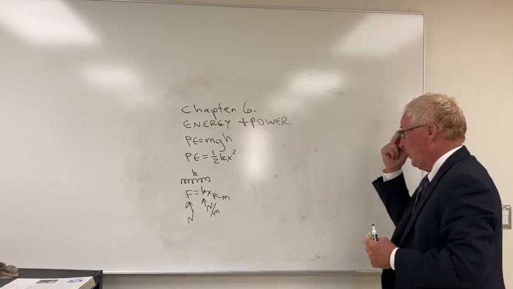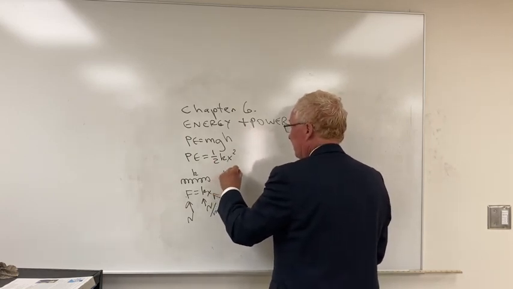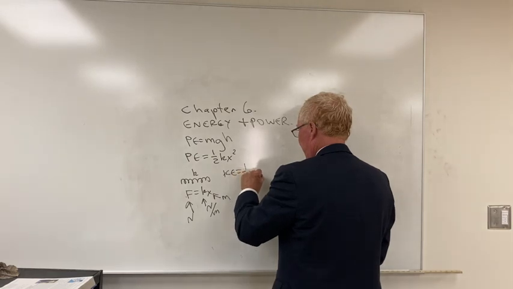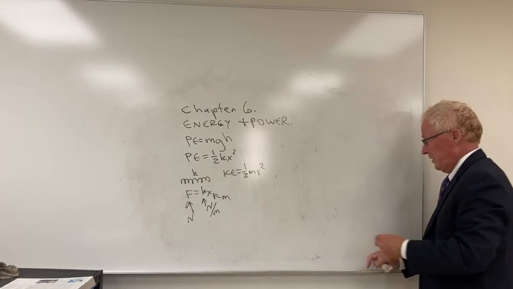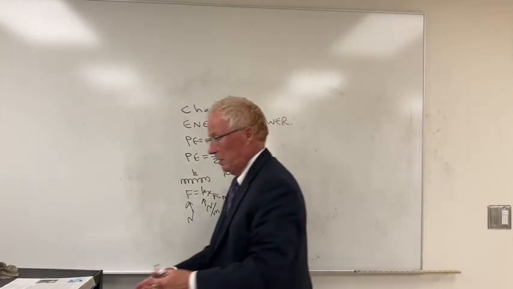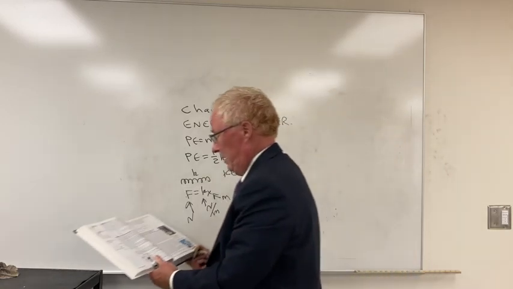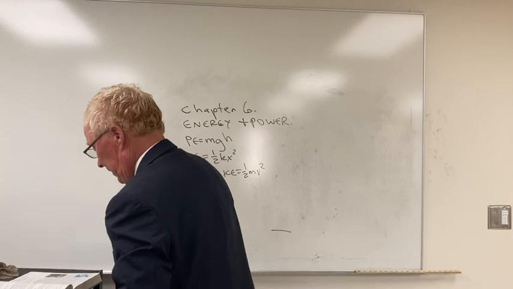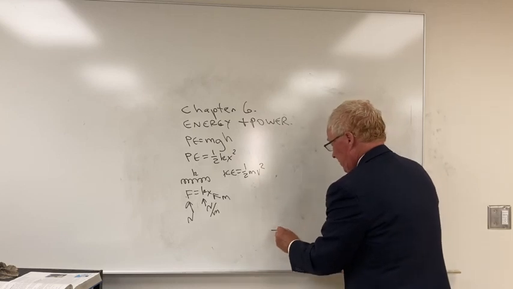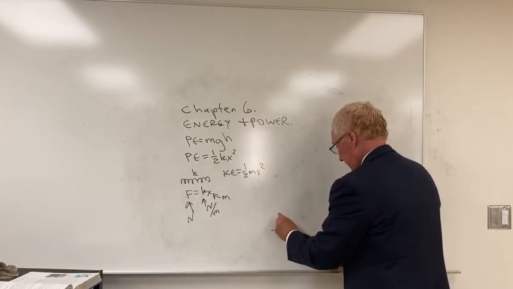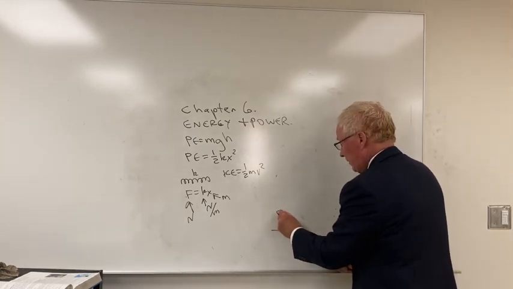So I'm going to do an example relating this. Also, again, kinetic energy is 1/2 mv squared, where m is the mass and v is the speed. All right, so let's do an example, and this is in the book, Figure 6.23. What we have here is a compressed spring, and we're going to put a mass on it.